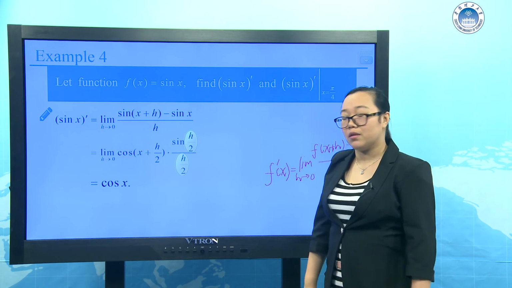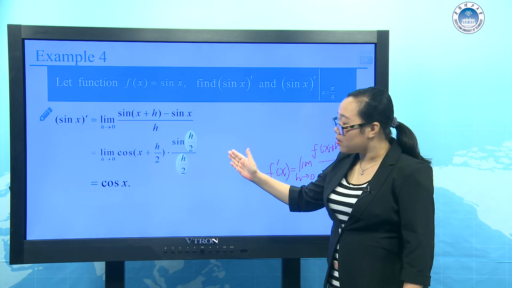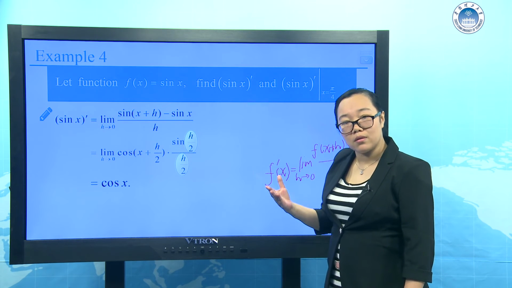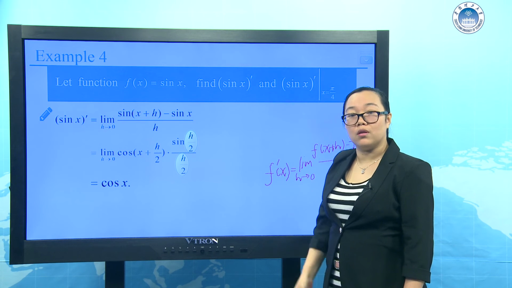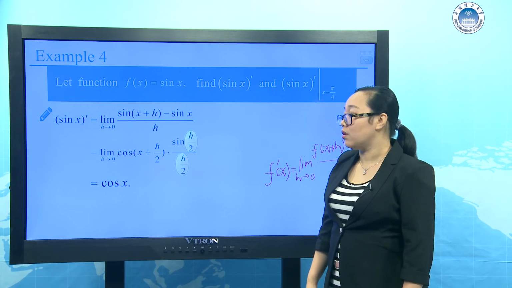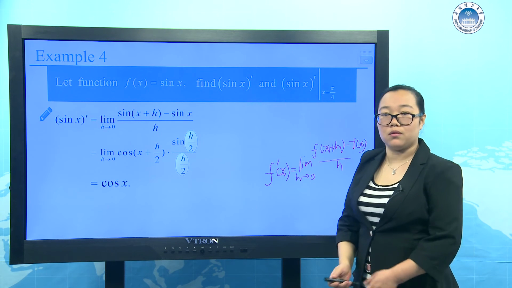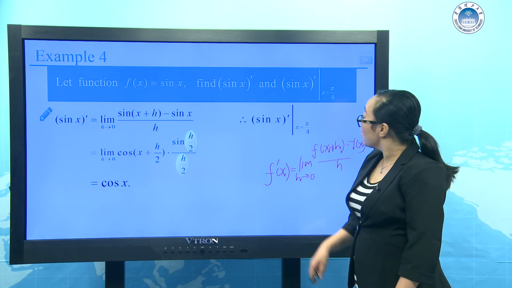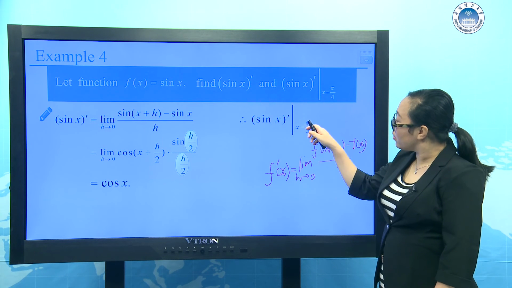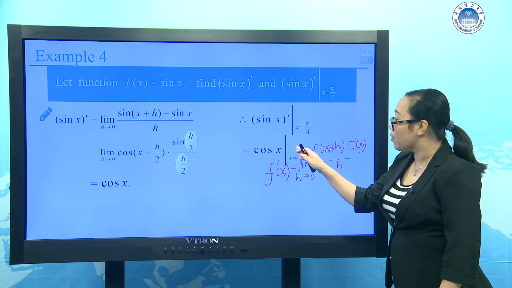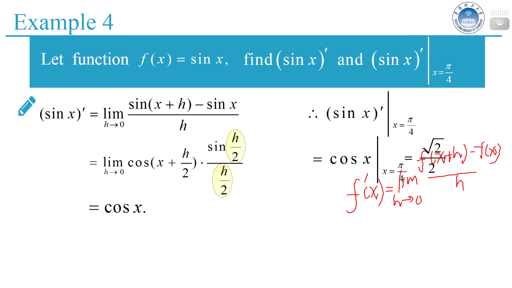Pay attention to the limit. In this expression, h is the variable. How about x? x is some fixed point. You can look at x as a constant. So it equals cosine of (x plus 0) times 1, which means cosine x. Look at this. Sin x prime at a given point, cosine at that point, equals what? Yes, equals square root 2 over 2. We have known this value in high school. We have the result: sin x prime equals cosine x.